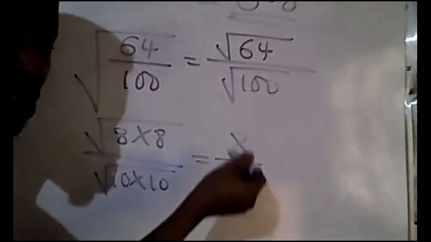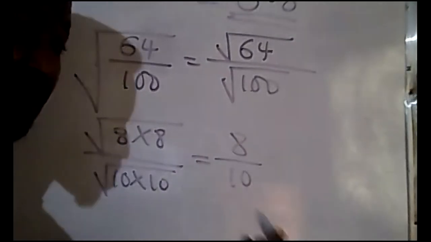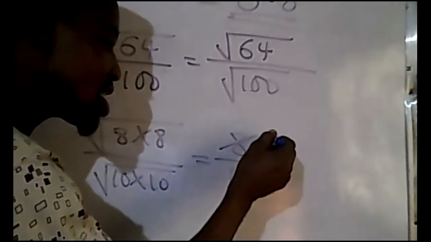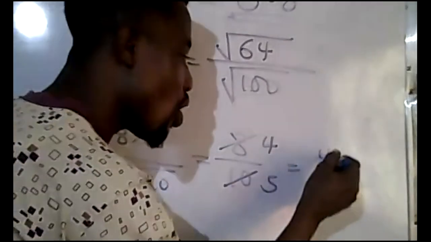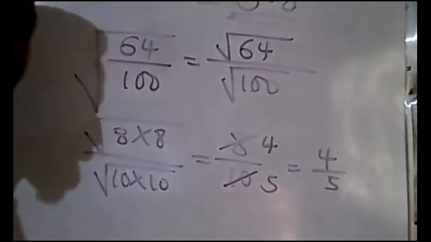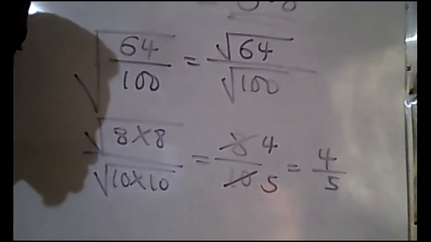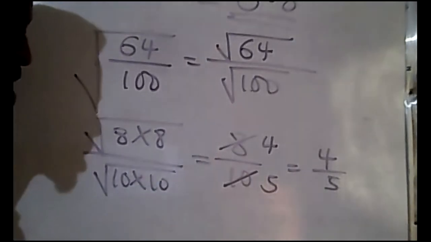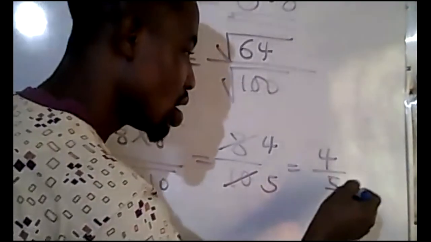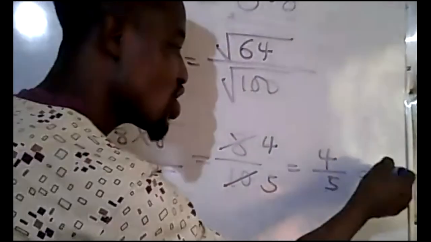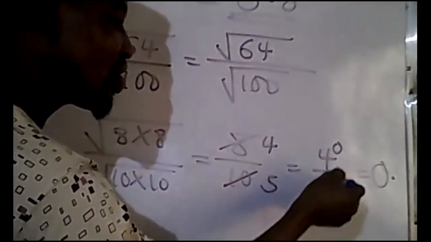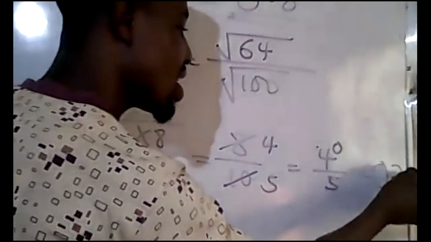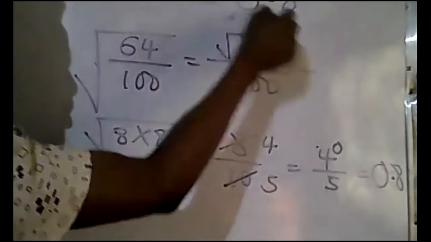Here, we can reduce it to the lowest term. How? By dividing it by 2. 2 here is 4. 2 here is 5. You have 4 over 5. How can we take this one to decimal? You can do it by simply saying 5 divide 4? No. You say 0 point, and you put 0 here. And 5 in 40, that is 8. 0.8.